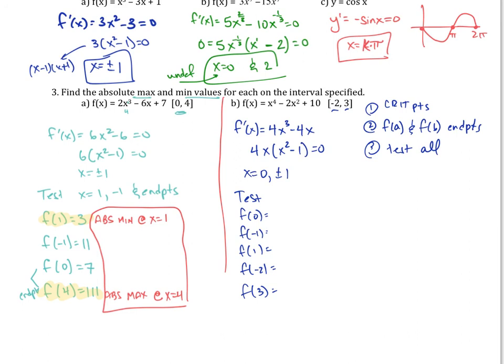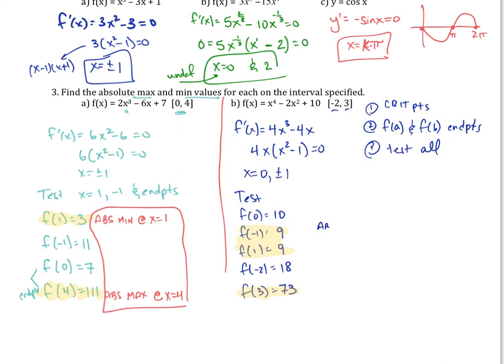F of 0 comes out to be 10, of course. F of negative 1 comes out to be 9. F of positive 1 also comes out to be 9. F of negative 2 comes out to be 18. And f of 3 comes out to be 73. So this right here gives me my absolute maximum. And look, my absolute minimum occurs at 2 values. So yeah, you can have 2 values for the absolute, or you can have multiple, I should say, because that's where they occur in this case.